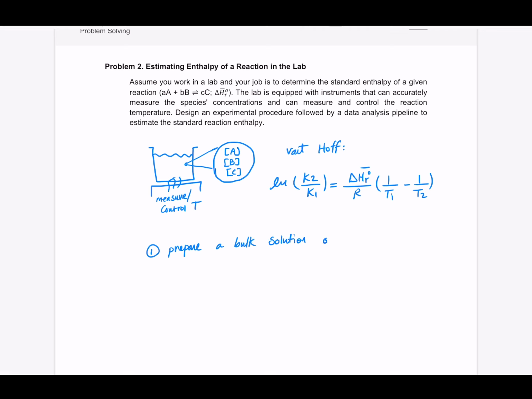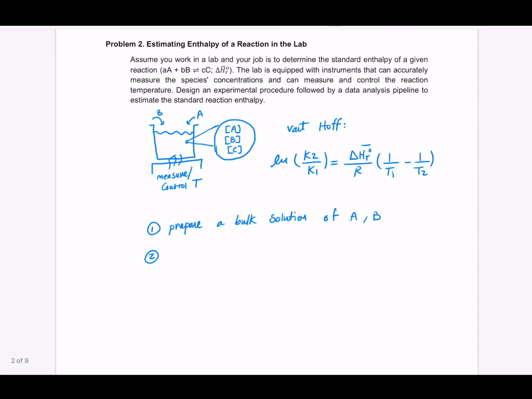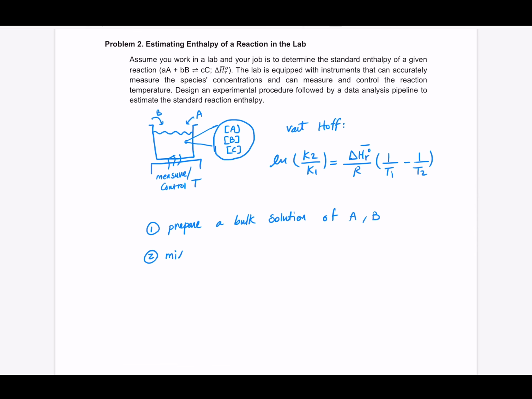So we're basically adding A and B to the system. We dump some A and some B into the system, then we try to establish equilibrium at a given temperature. So basically what we do is we mix them. I'm trying to use the kind of executive language that we use in the lab. So we mix them at a controlled temperature.